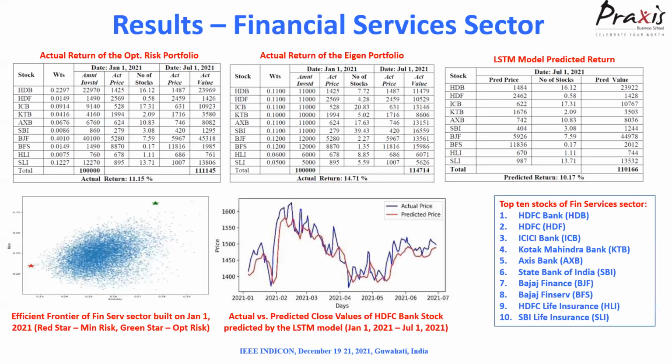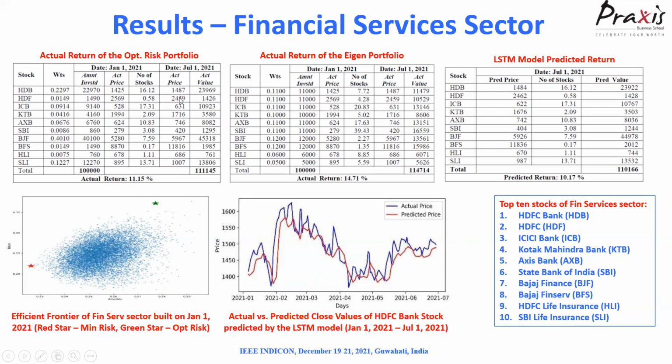So these are the results in the financial services sector. This is your optimum portfolio weightages. These are the weightages against each of the constituent stocks, and these are the 10 stocks: HDFC Bank, HDFC, ICICI Bank, Kotak Mahindra Bank, Axis Bank, State Bank of India, Bajaj Finance, Bajaj Finserv, HDFC Life Insurance, SBI Life Insurance. So these are the weights. These are the amounts accordingly invested out of that 1 lakh. These are the actual prices of those stocks. So these are the number of stocks.